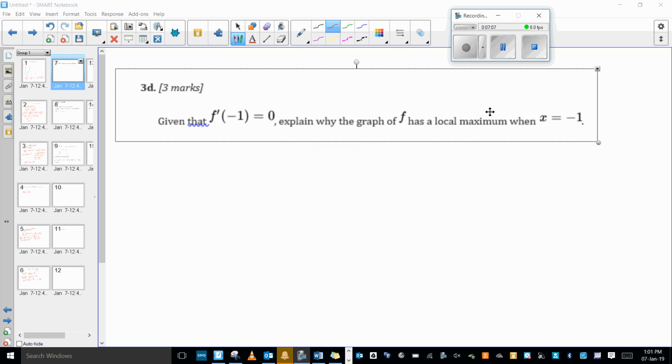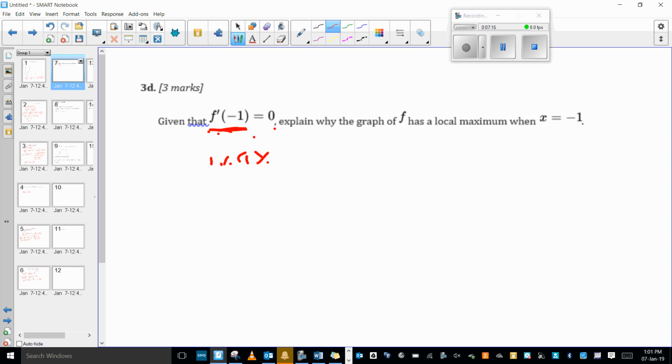Right, okay, if the derivative of something is equal to 0, it means it's a maximum or a minimum or a point of inflection. So we know that. They want us to show that it's got a local maximum when x is negative 1. Remember, one of our tests for maximum and minimum points was the second derivative test. And didn't they tell us the second derivative?